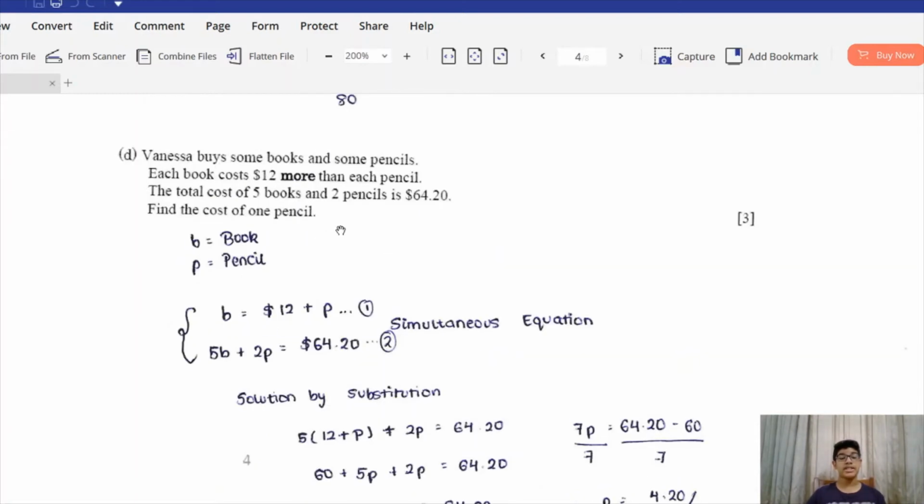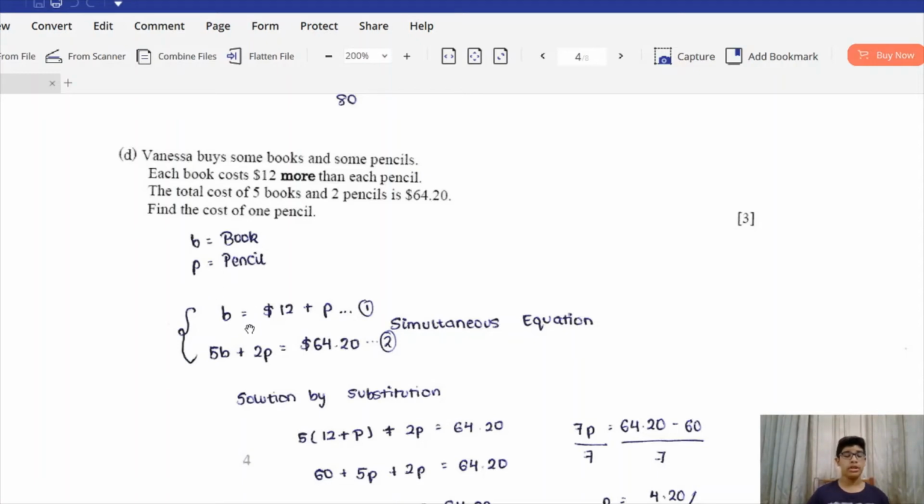Part B, Vanessa buys some books and some pencils. Each book costs $12 more than each pencil. The total cost of 5 books and 2 pencils is $64.20. Find the cost of 1 pencil. So simple, we're going to assign 2 variables, lowercase b for book and lowercase p for pencil. Now this is some sort of a simultaneous equation because we're given 2 pieces of information.